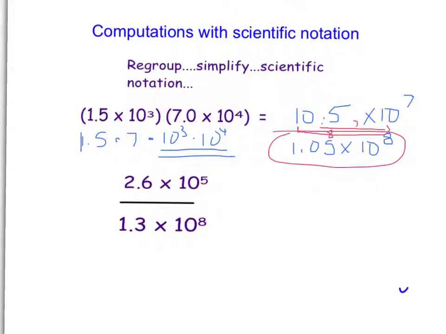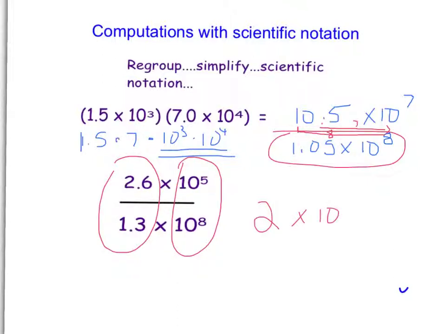With division, again, you are just grouping the numbers. 1.3 goes into 2.6 2 times, and if you are dividing powers with the same base, you subtract 5 minus 8 is a negative 3.